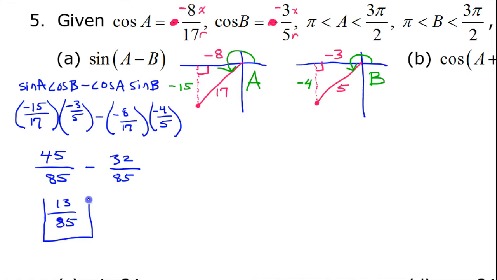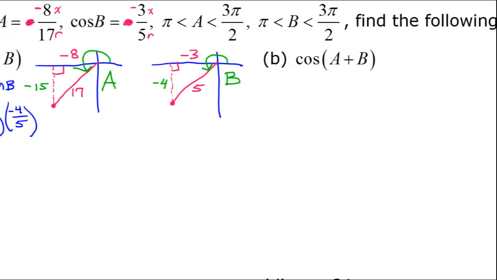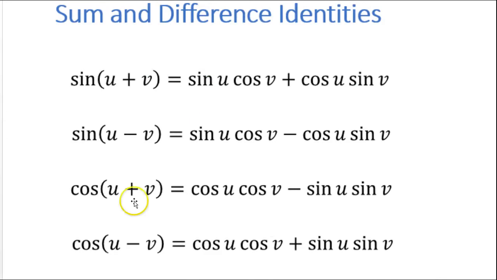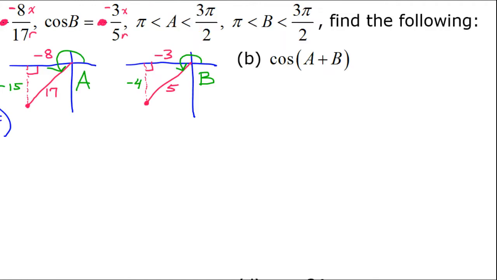Alright, so I've got 13 over 85 for my final answer right there. Okay, let's do the same thing for the cosine of a plus b. Now looking at the formula, cosine will go cosine, cosine minus sine, sine. So it should be like this. Cosine A, cosine B minus sine A, sine B.